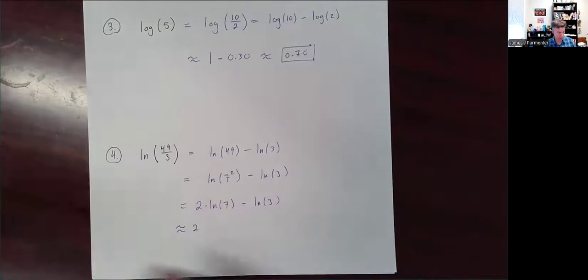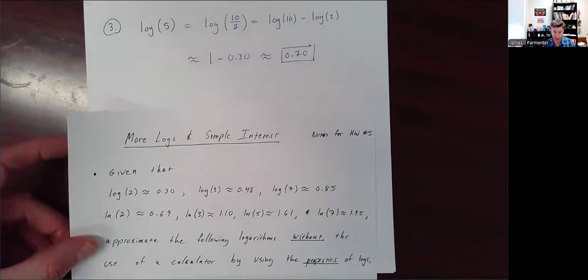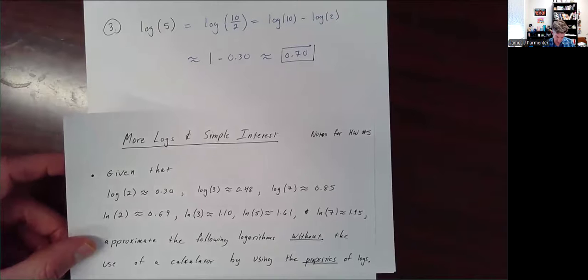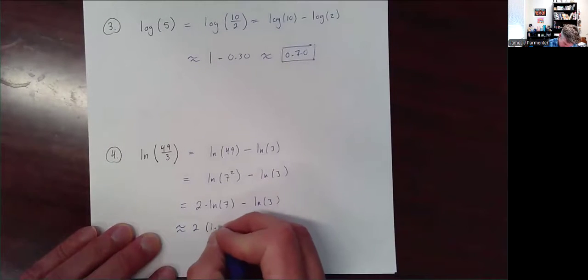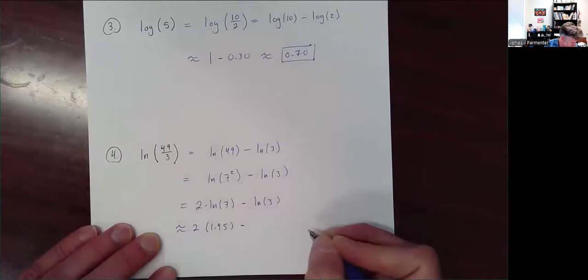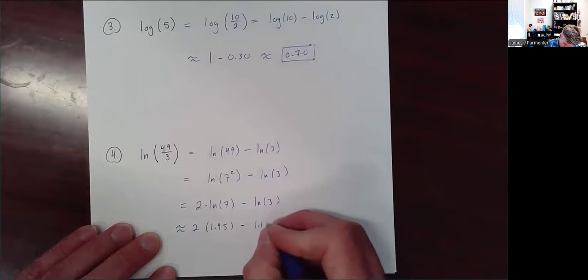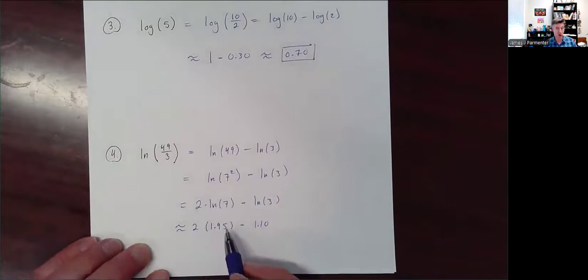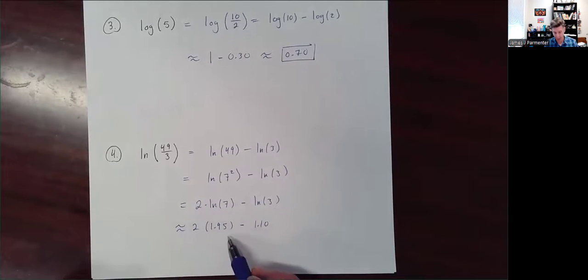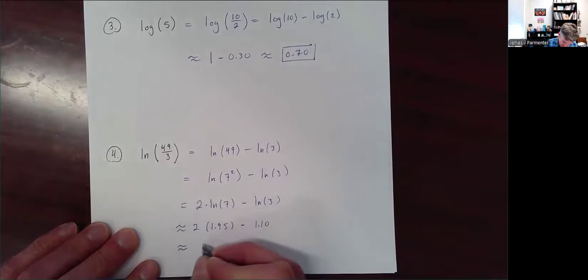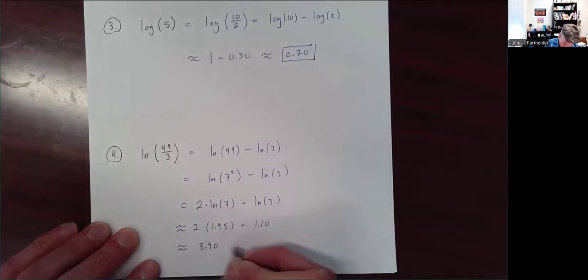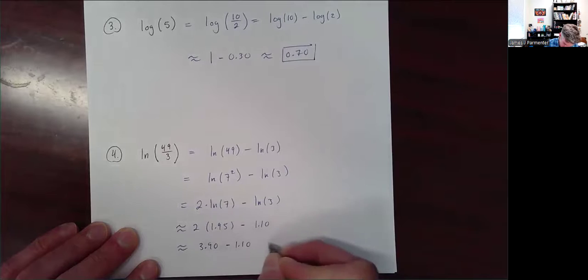Now we're going to approximate. The natural log of 7 is approximately 1.95. The natural log of 3 is approximately 1.10. So when we have 2 times 1.95 minus the natural log of 3, which is approximately 1.10. 1.95 is almost 2. 2 times 2 is 4. I'm missing 0.05. 2 times 0.05 is 0.1. So 2 times 1.95 should be 3.90 minus 1.10, and that's approximately 2.80.